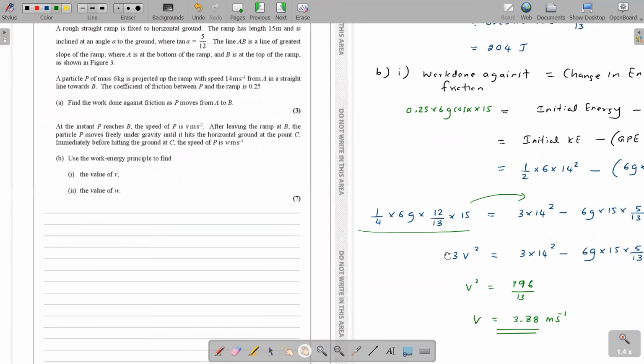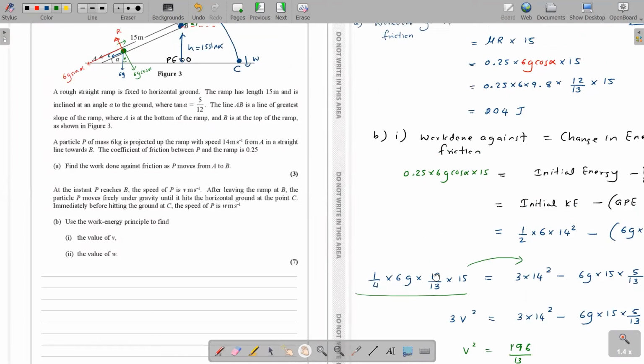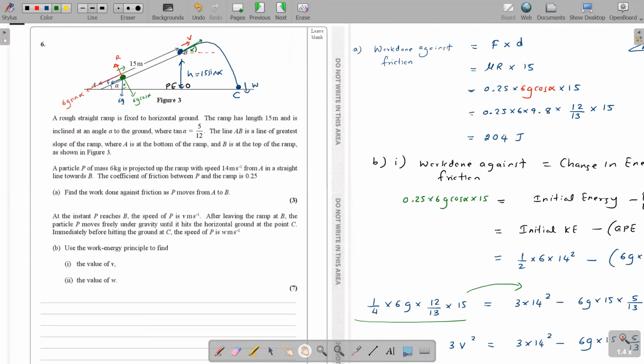They ask you to use the work energy principle to find the value of W. So again, I must tell you that when they say to use the work energy principle, it means you must use work energy. You cannot use SUVAT equations or F equals ma or do anything like that. Because you can see it's a projectile here and you might feel compelled to work with the projectile equations, right? So do not go with that technique. They ask you very clearly to use the work energy principle.